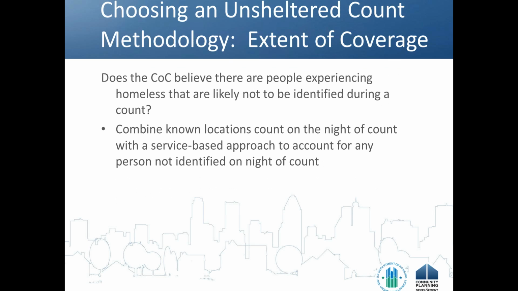Another thing to think about is extent of coverage. Again, if you have an area that you know there are a lot of unsheltered homeless persons, but you're not confident that if you just hit the street one night, you're going to be able to catch them all, that's a great thing to point out that you should be using a service-based approach, at least to supplement your data, if not as your core method. And so that's one thing to consider.